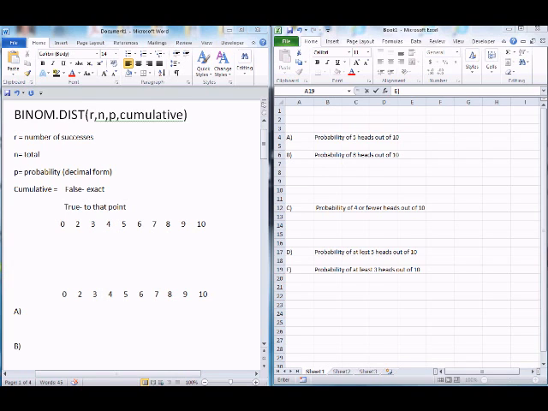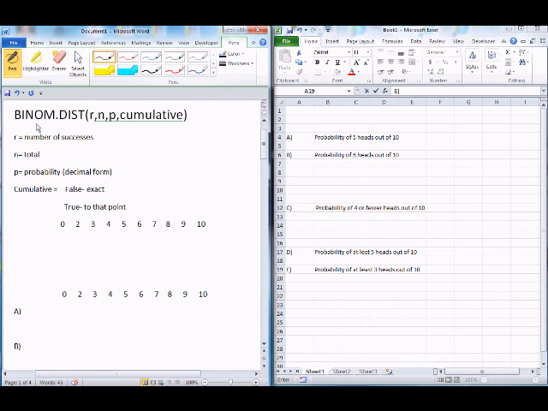Okay, welcome. This video is on how to use binomial distribution in Microsoft Excel. So first I want to take a look at the binomial distribution function that you're going to be using in Excel. It's BINOM.DIST, and then there's an R, comma, an N, comma, a P, comma, and a cumulative, comma.